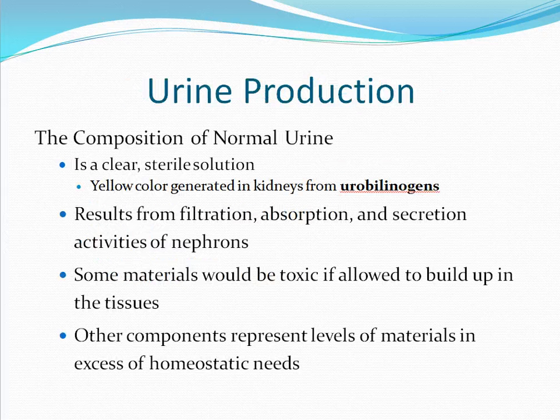The final product is urine. Urine is derived from the blood plasma and contains everything that has been filtered or secreted and not reabsorbed. Normal urine is clear in color and sterile. It does have a yellow tinge to it. This comes from the urobilinogens, which are a breakdown product of bilirubin that is coming from hemoglobin.